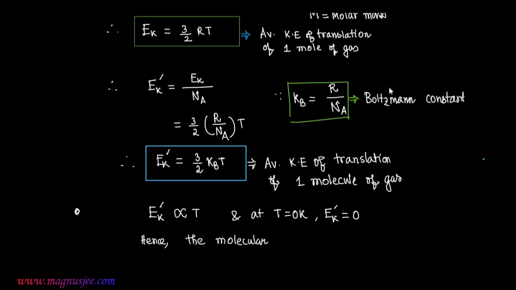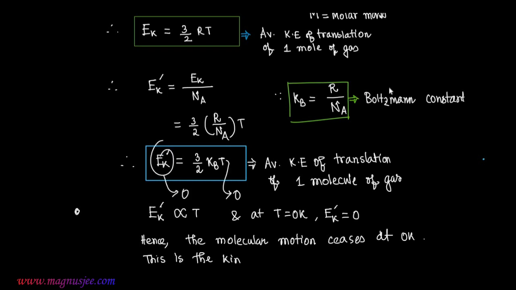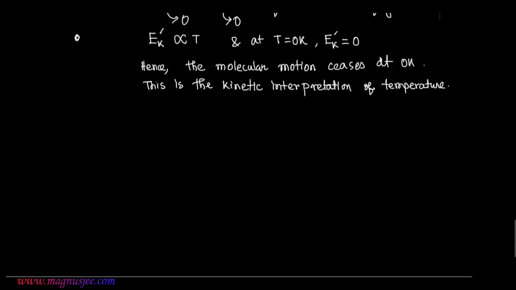Hence the molecular motion ceases at 0 Kelvin temperature, and this is the kinetic interpretation of temperature of an ideal gas. At T equals 0 Kelvin, the kinetic energy of each molecule will be 0. And this is the kinetic interpretation of temperature.